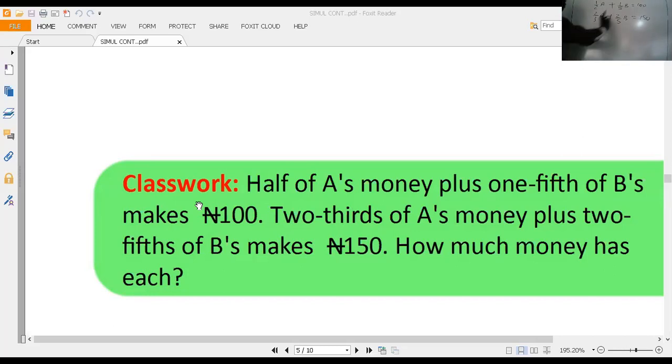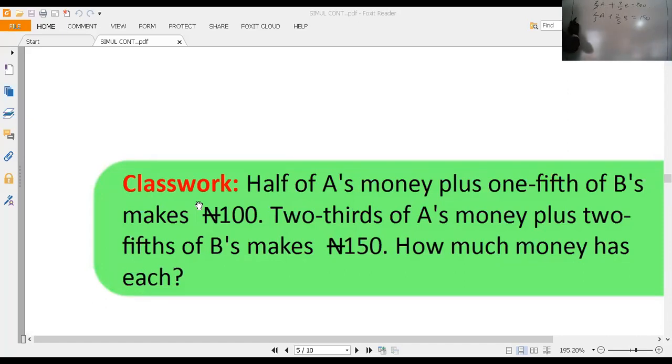Now I want to eliminate b, but the coefficient of b must be the same in the elimination. So I will simply multiply equation 1 by 2. If I multiply equation 1 by 2, this will now be 2/2 a, and this will be 2/5 b, and this will turn to 200 naira. From there, you cancel out 2/2 and you are left with a.